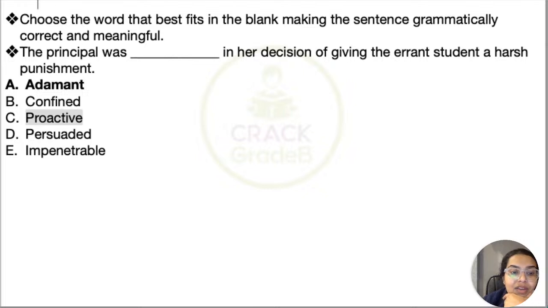Impenetrable, जिसको हम penetrate ना कर सके, जिसको breach ना करा जा सके. A person is a proactive person. वो बहुत ही dynamic personality का होता है, motivated होता है. Principal might be motivated to punish, but not what we do here at this point of time. इसलिए adamant कि उनका decision कोई change ही नहीं कर सका या पाया. So that's it.